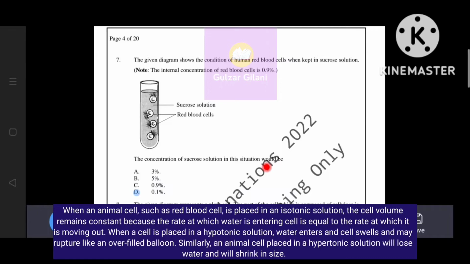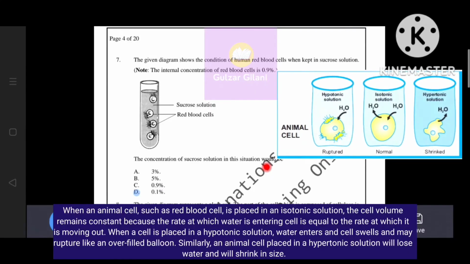When a cell is placed in a hypotonic solution, water enters and the cell swells and may rupture like an overfilled balloon. Similarly, an animal cell placed in a hypertonic solution will lose water and will shrink in size.